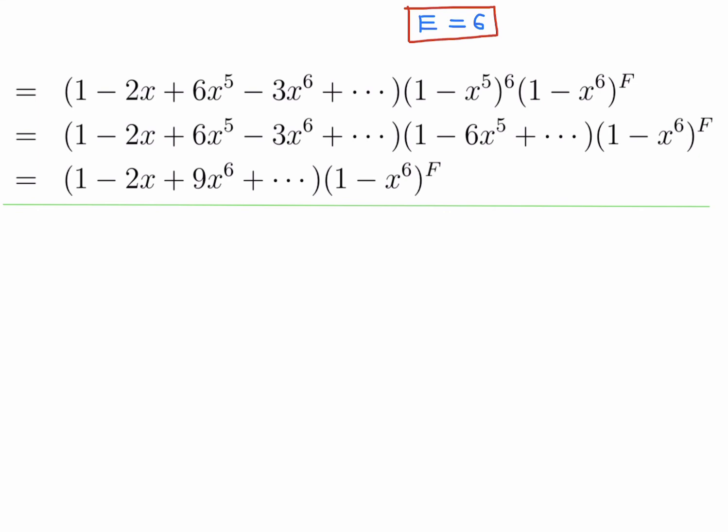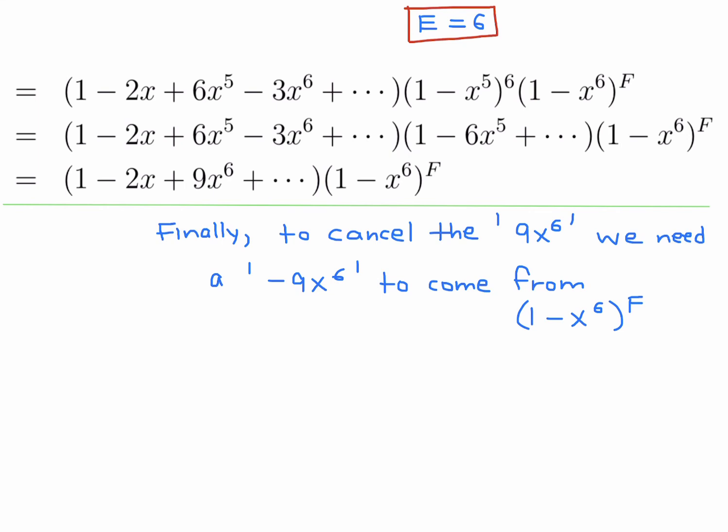And by this point, hopefully you get the hang of this, that there's no x to the 6th. So this 9x to the 6th must be canceled by a negative 9x to the 6th. That's got to come from there.